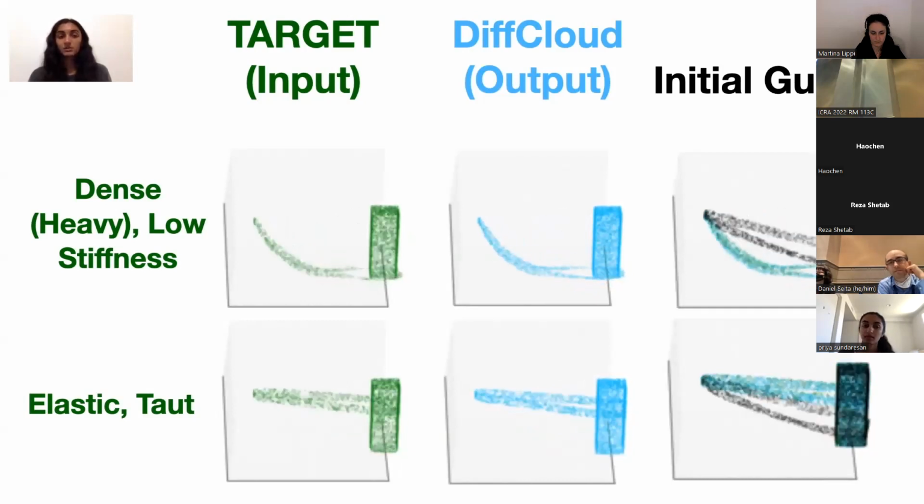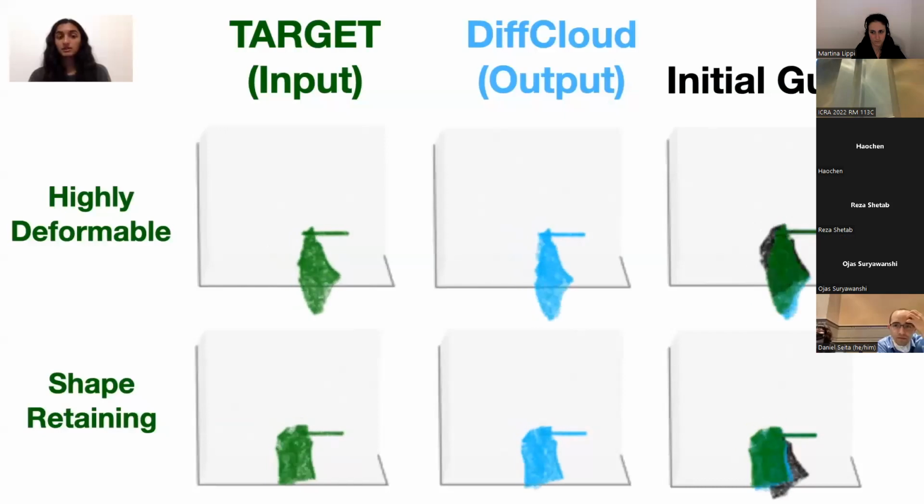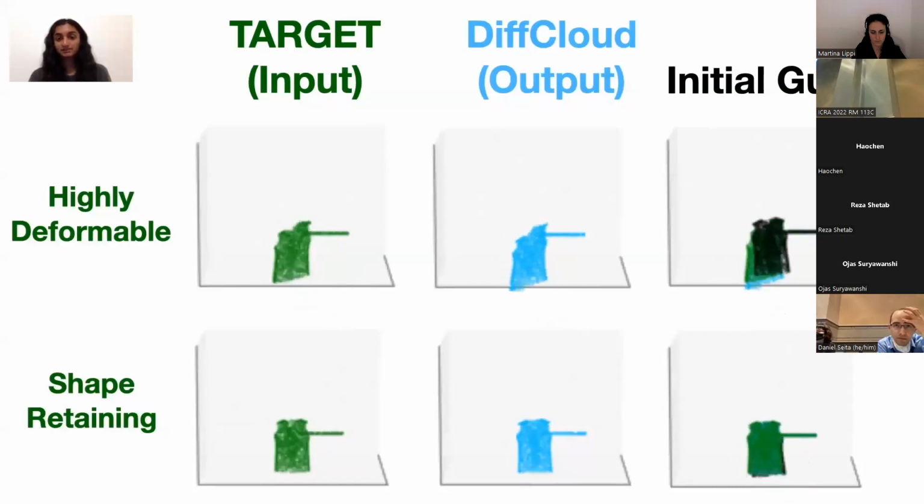For vest hang, we show a highly deformable and shape-retaining vest, with the properties affecting the resting pose of the vest on the pole. DiffCloud learns to infer parameters that describe these behaviors.